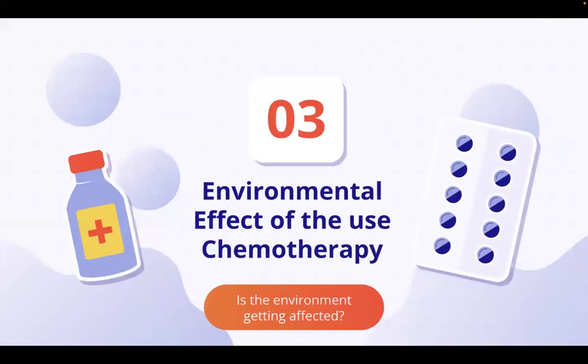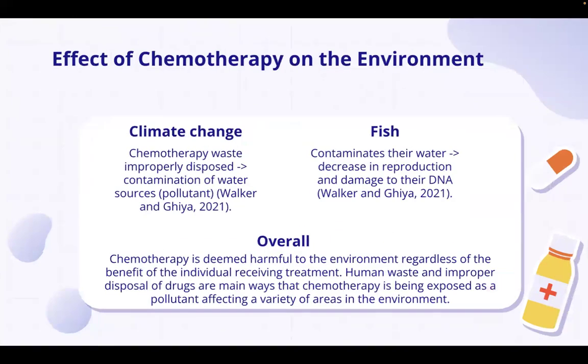So moving on to the environmental effect of the use of chemotherapy, we can see how the one major effect of chemotherapy is based off of how it is actually disposed. When it's improperly disposed, in the sense where the drugs themselves, like the medication, are not being thrown out properly, they're being put out into the world. It affects our water supply, which becomes a pollutant.